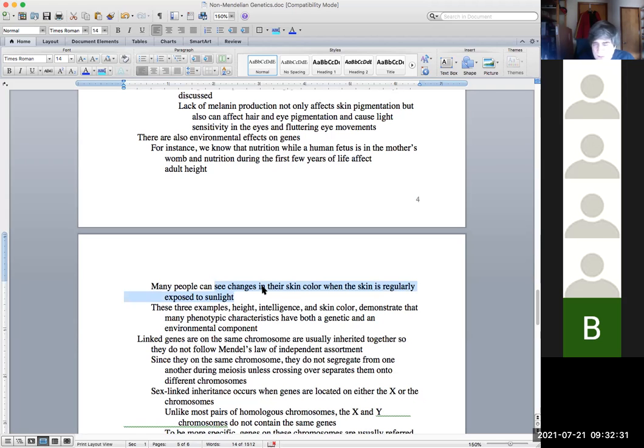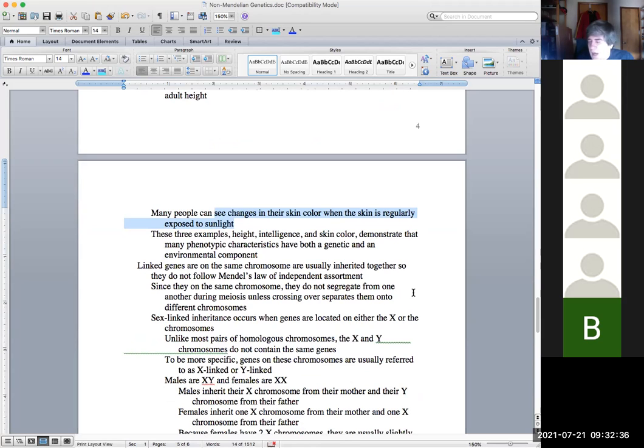There's all sorts of different possibilities, but this is because when you're out in the sun, your body starts making more melanin, because melanin is a protective chemical. It stops sunlight from penetrating too deeply into your skin, because when sunlight penetrates deeply into your skin, the ultraviolet wavelengths can actually cause skin cancer. And intelligence is like height.